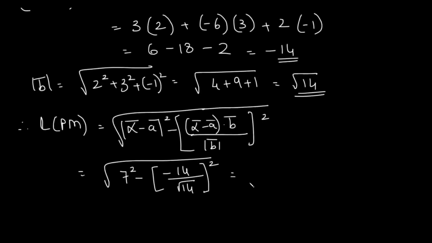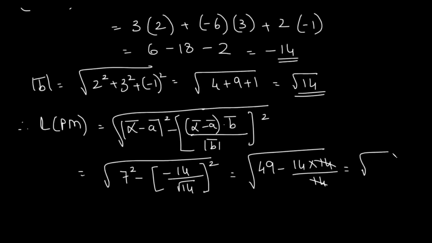So in this way, doing further, we get 49 minus... now minus and minus becomes plus in this bracket. So 14 square, so 14 into 14 upon root 14 square becomes 14. So in this way, one of the 14 gets cancelled from up and down, and therefore we get root of 49 minus 14, which is root of 35 units. So this becomes the required distance. Length PM, the distance of a point from the given line, becomes in this case root 35 units.